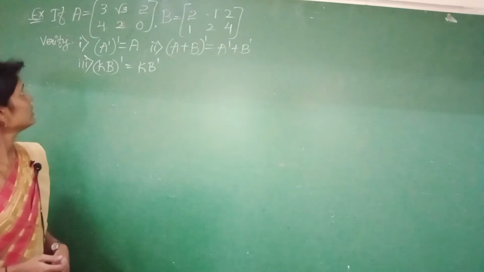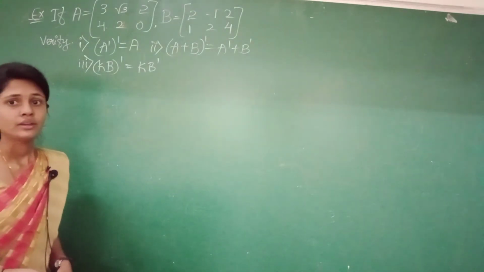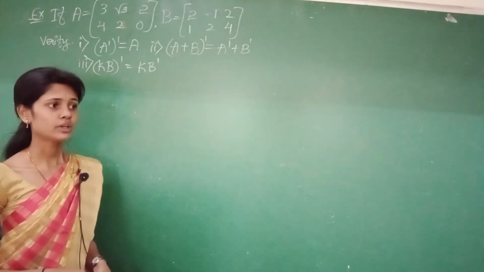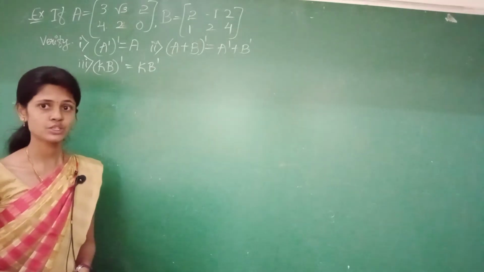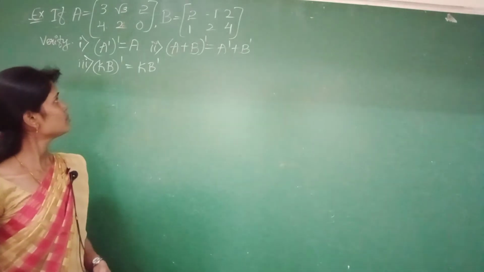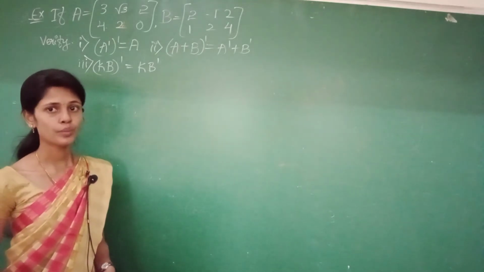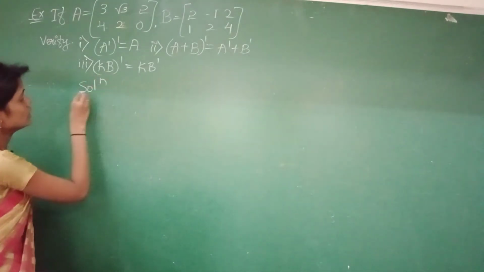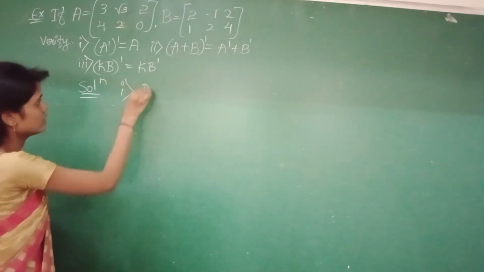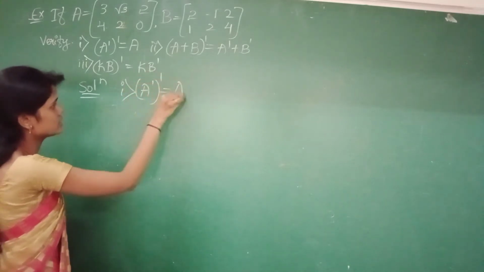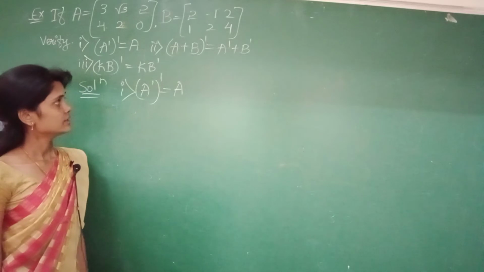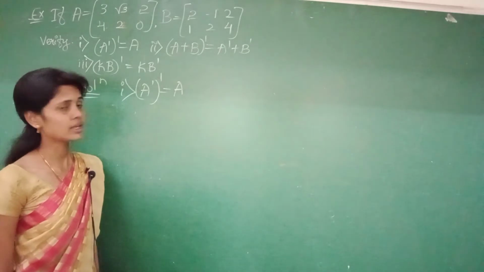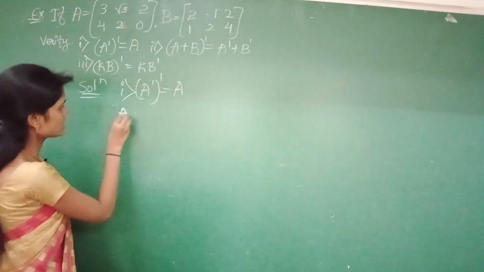Yes, consider one example. A and B are given and we are asked to find: first, (A dash) whole dash is equal to A; second, (A + B) whole dash is equal to A dash plus B dash; and (KB) whole dash is equal to K into B dash, where K is a constant. So first, the solution. What is the first one? It is to show that (A dash) whole dash is equal to A. That means the transpose of the transpose of the matrix must be equal to the given matrix.